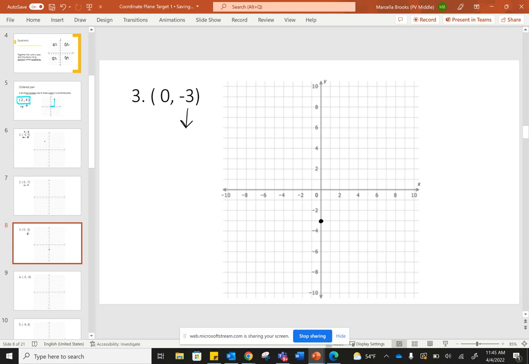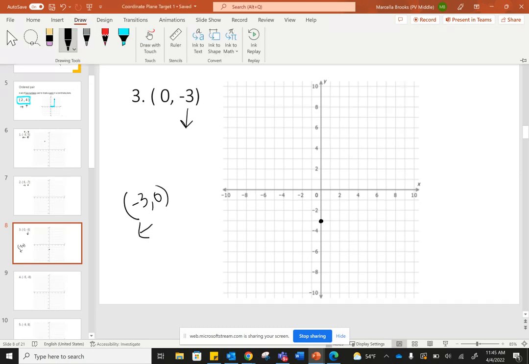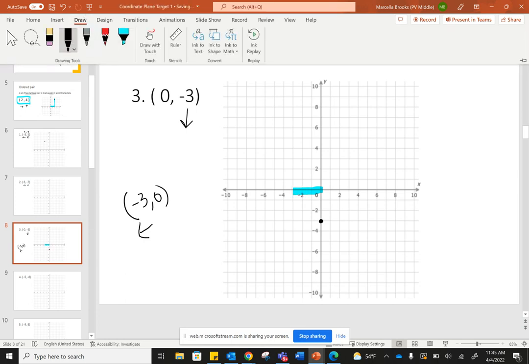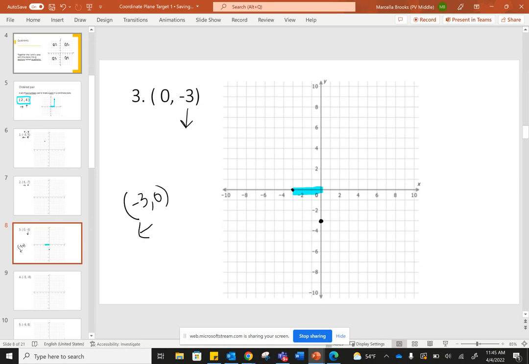Now let's say we have a -3, 0. Okay? That means I am going to move left 3, but I'm not going to go up or down because 0 is my y-coordinate. So I'm going to go to 0, 0. I'm moving left 3, and then I'm just going to plot my point on the x-axis there. Okay? So this is -3, 0, and this is 0, -3.